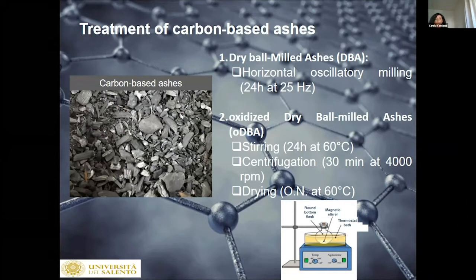On the other hand, for preparing the ODBA ashes fillers, we oxidized the milled particles using hydrogen peroxide in a thermostatic bath at 60 degrees Celsius, keeping the solution under magnetic stirring for 24 hours, as you can see in the image of this slide. Afterwards, we added water and washed the whole mixture by centrifugation. Finally, we dried the fillers overnight on a hot plate at the same temperature.